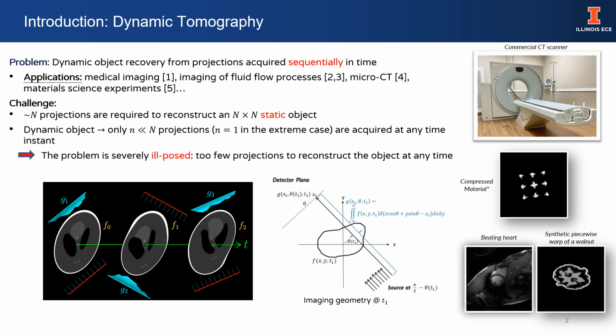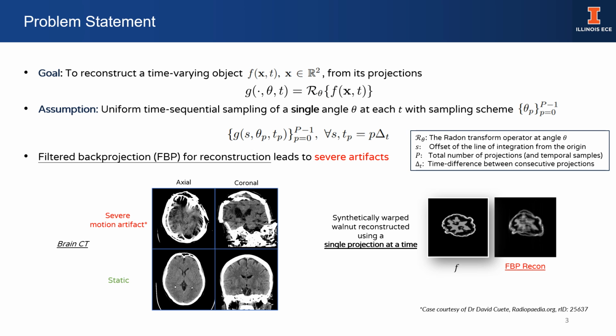Since the object evolves in time, only a few projections are available at any time instant, only one in the extreme case. They are insufficient to reconstruct the object at any time, making the problem severely ill-posed. The acquired data are the set of projections G obtained with uniform time sequential sampling using the Radon transform. If the object was static, it could be reconstructed using filtered back projection. However, inconsistent time sequential projections lead to severe artifacts.